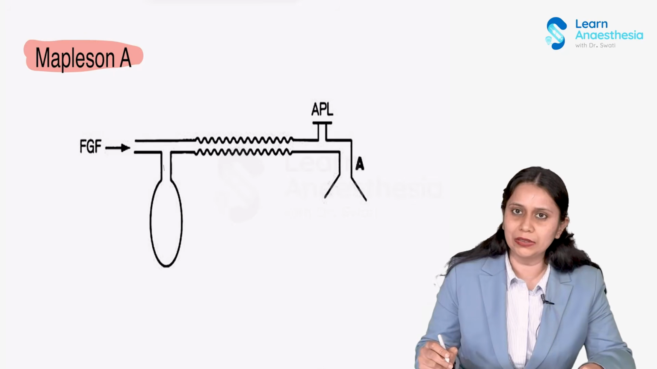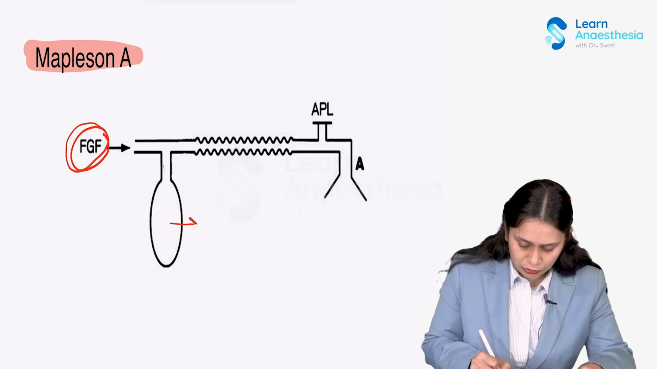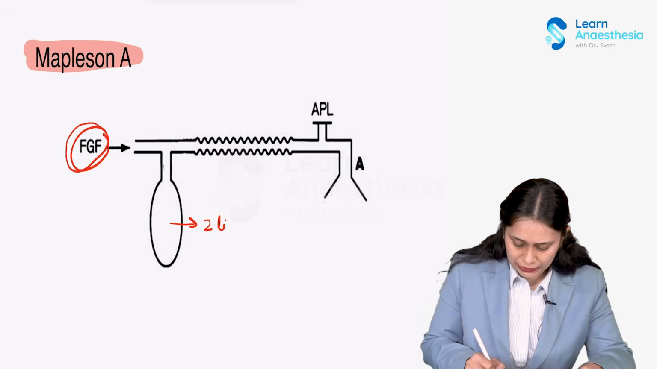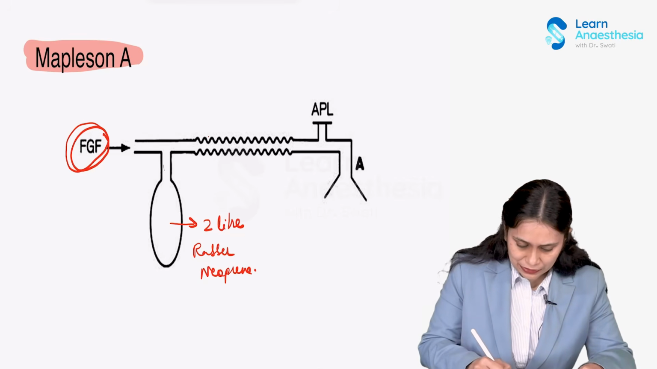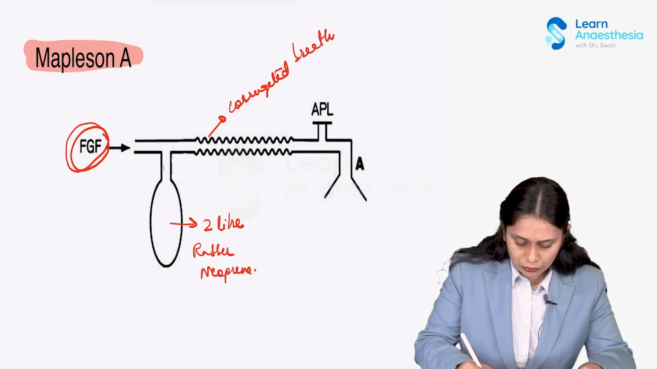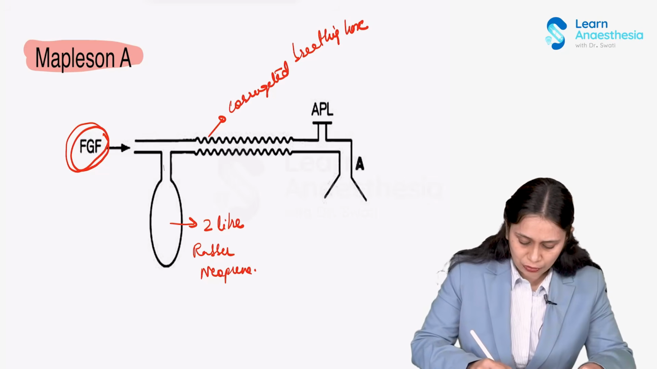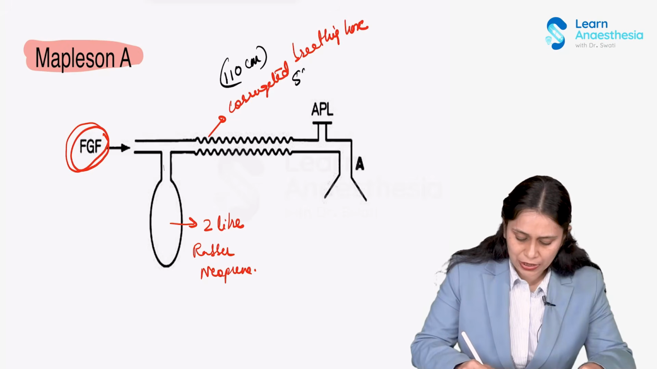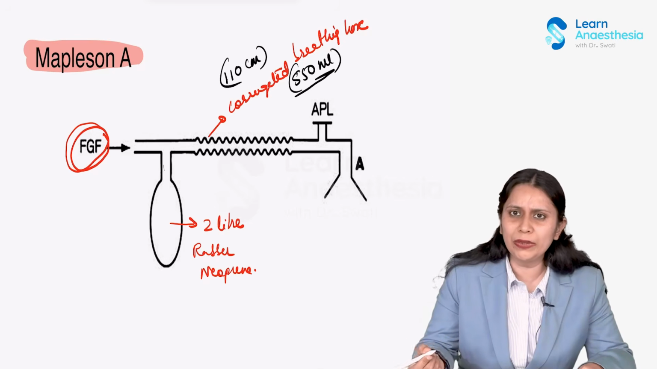So what forms this circuit? What are the parts of this circuit? You can see there's a fresh gas flow inlet which is connected to a reservoir bag of 2-liter capacity, and this bag is either made up of rubber or neoprene, right? Then you can see this is the corrugated breathing hose. The minimum length of the corrugated breathing hose should be 110 centimeter, and the volume should be 550 ml. This is just a little more than the normal tidal volume in an adult.